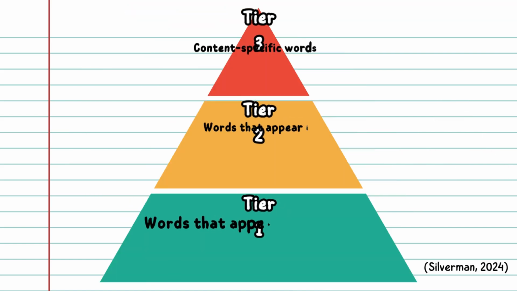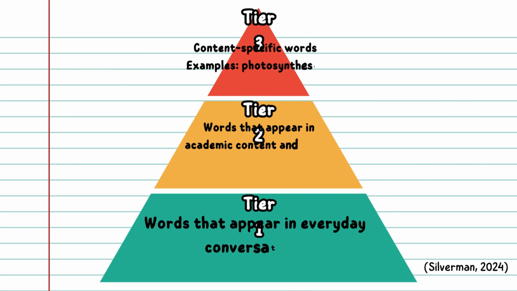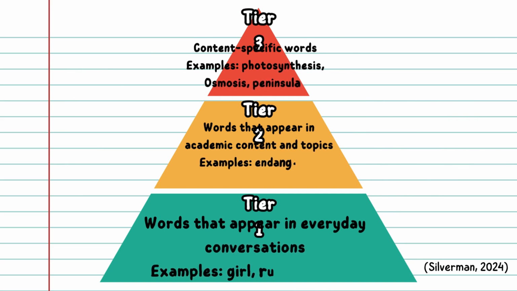When we plan vocabulary instruction, especially for English language learners, it is important to recognize that not all words are the same. That is where the three tiers of vocabulary come in. Silverman explains each tier, so let's break it down. So Tier 1, which is the bottom tier, are words that appear in everyday conversations. Examples are girl, run, dog, book. ELLs may need support with Tier 1 words if they are new to English, but these are usually not the focus of direct instruction.